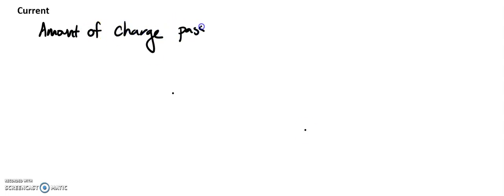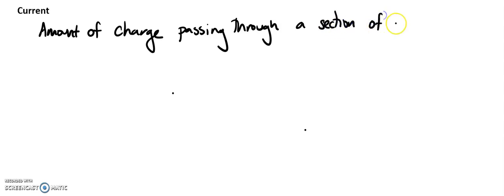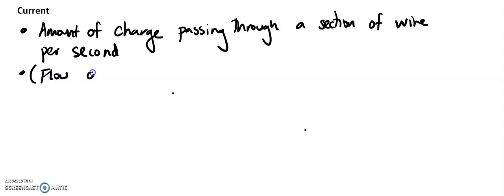Okay, so today we're going to talk about current. When I think of current, I think of the flow of a river, and I want you to visualize this when you think of the physics definition of current. In physics, current is just the flow of electrons. So it's the amount of charge passing through a section of wire per time interval. Per second. Great. And again, I think of it as just the flow of electrons.